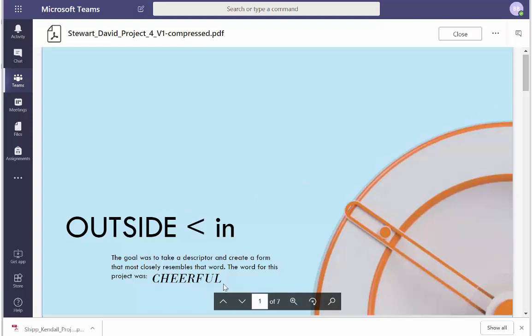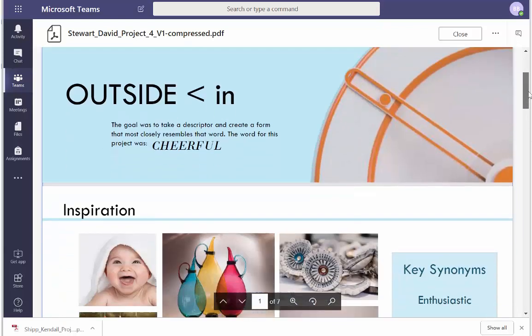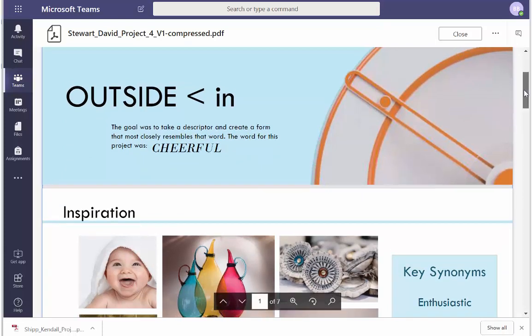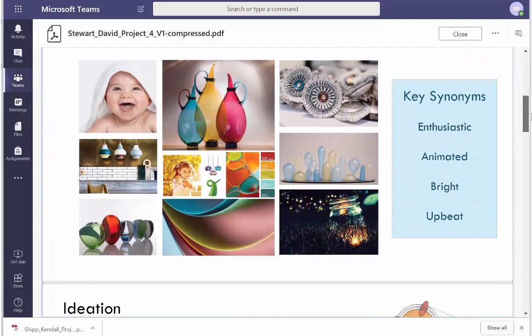Alright, because you're using a custom font here, let's keep these consistent. So outside, and then capitalize IN, make sure it's in the same font style. Also, that's pixelated, please fix. Alright, how do we make a form that is cheerful?